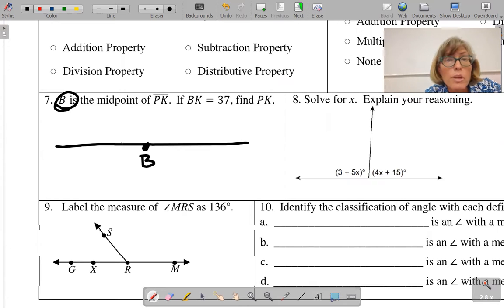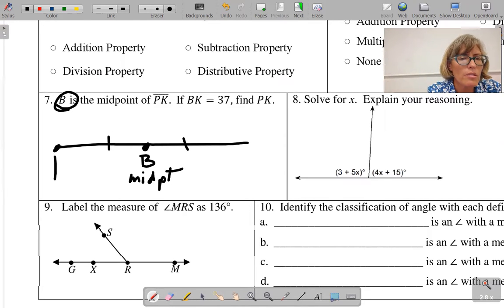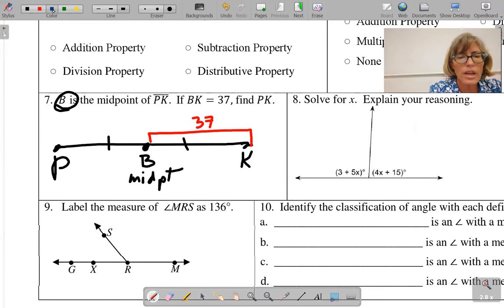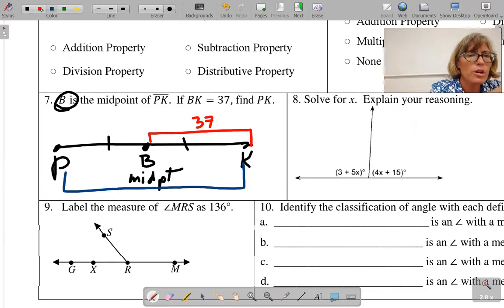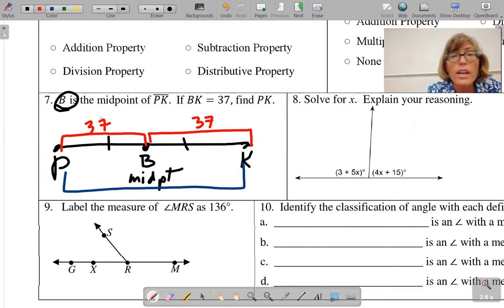B is a midpoint, which means hatch marks. And of PK, we're told B to K is 37. We're being asked to find PK. It's pretty obvious. Midpoint means you simply double it and you take it from there.